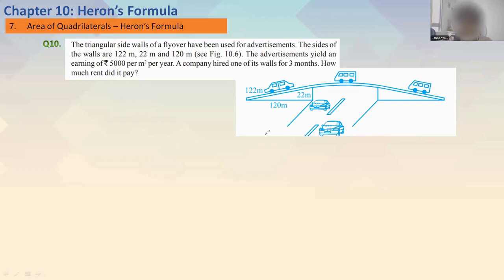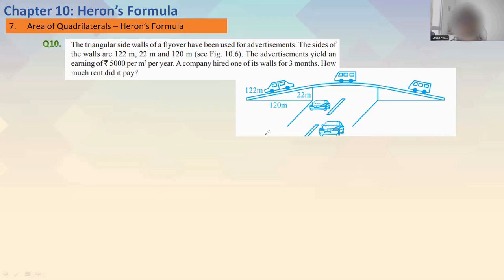The triangular side walls of a flyover have been used for advertisements. The sides of the walls are 122 meters, 22 meters, and 120 meters. The advertisements yield an earning of 5,000 rupees per meter square per year. A company hired one of its walls for 3 months. How much rent did it pay?